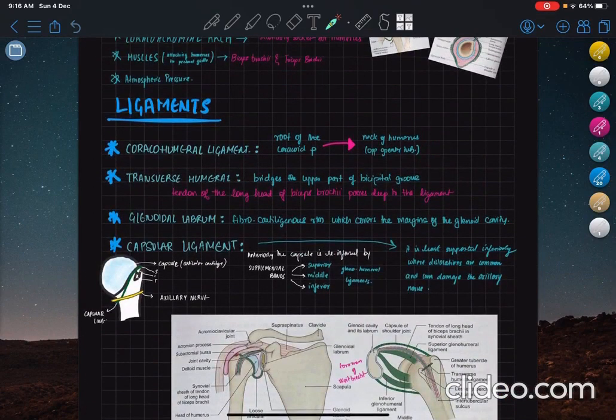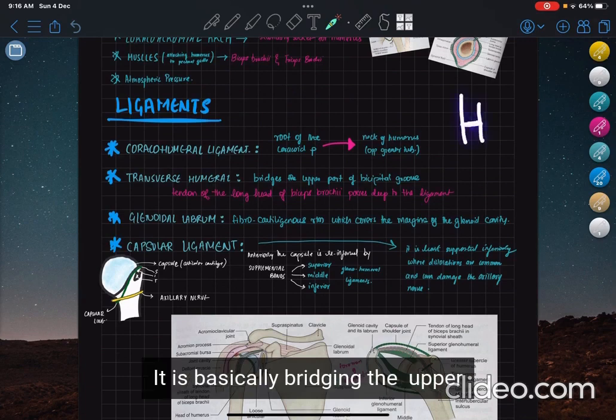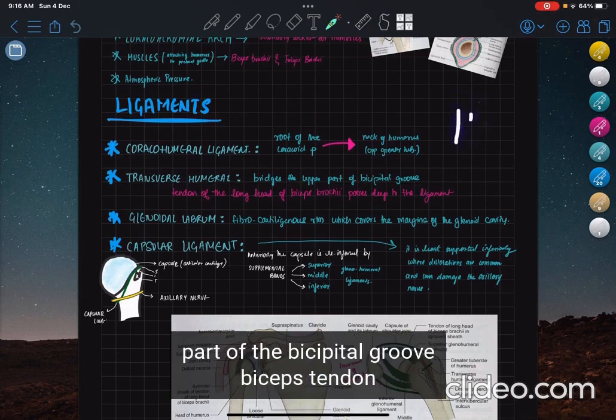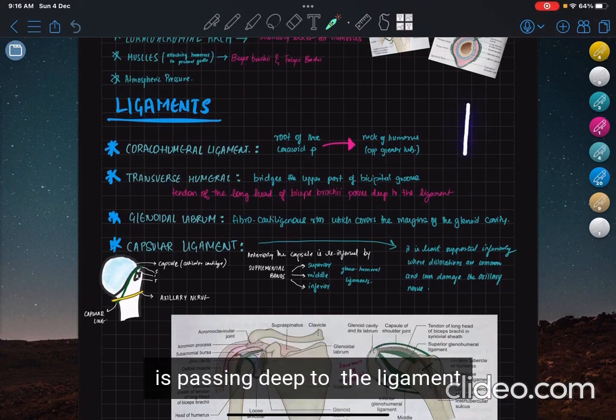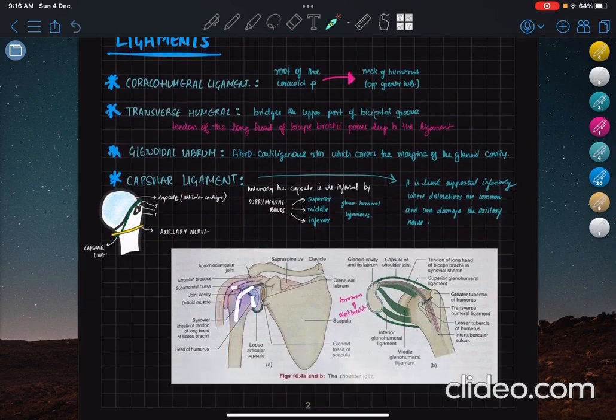Next is the transverse humeral ligament. If this is the bicipital groove, it is basically bridging the upper part of the bicipital groove. So the tendon of the long head of biceps brachii is passing deep to the ligament. First it's passing here, making a deficiency in the capsular ligament, and then here it is passing deep to the transverse humeral ligament. We already discussed the glenoid labrum. So those are all the ligaments of the shoulder joint.